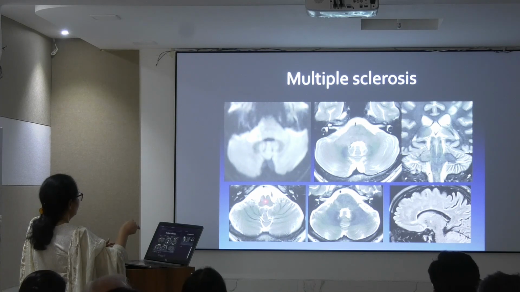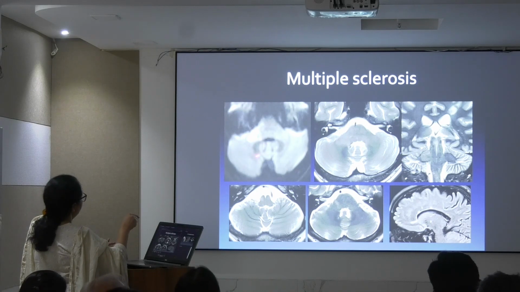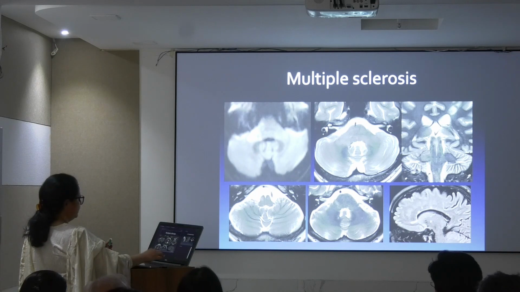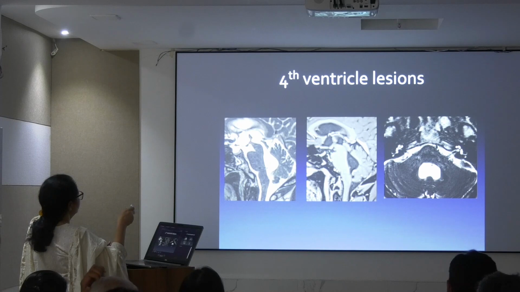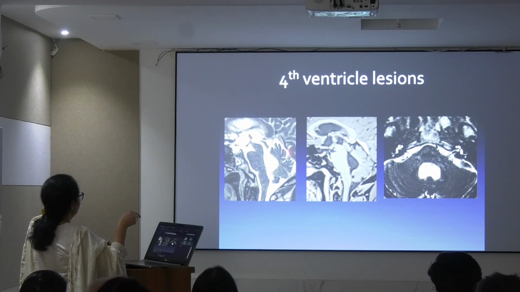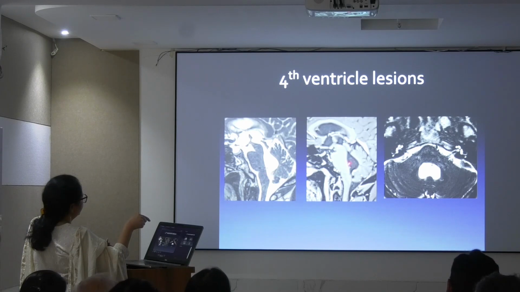What we are seeing is small MS plaques, and this one is active. Fourth ventricular lesions can also present with vestibular symptoms. This is a case where the patient had a history of headache and giddiness. And what we found here is something in the fourth ventricle, and there is a small swelling out here.